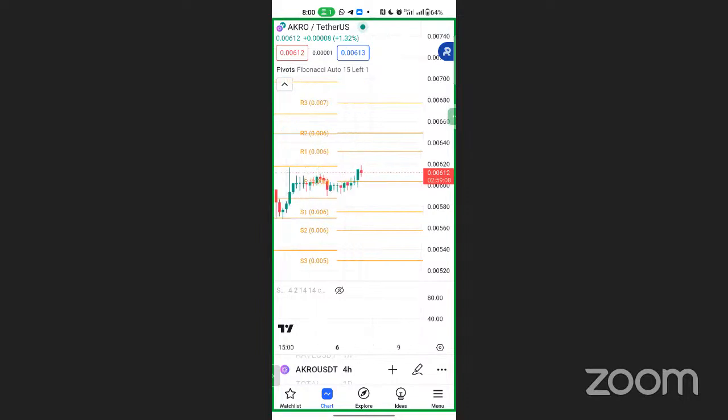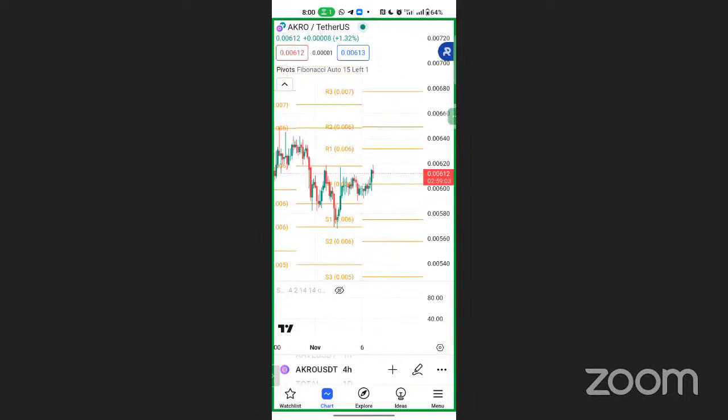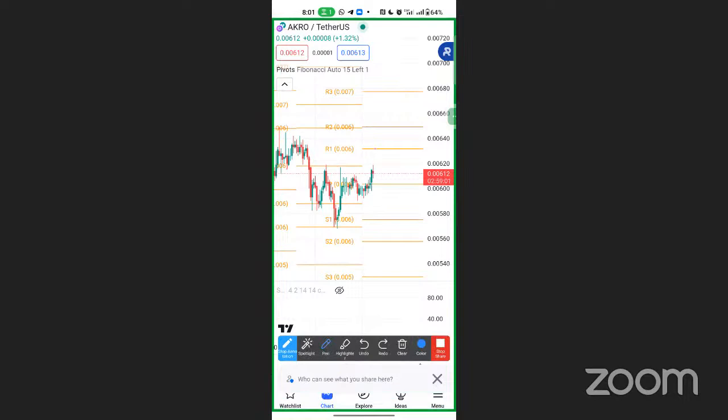these lines you see, let me be specific. This line here is resistance 1. This line here is resistance 2. This line here is resistance 3. This line here is support 1. This line here is support 2. So it is using a fib theory, which I will explain in the near future, not now, to give us areas where the market is expecting to be supported and where the market is expecting to be resisted.